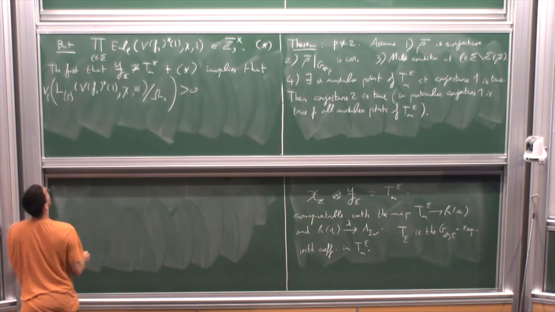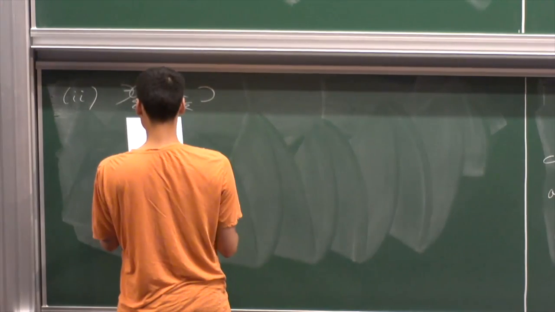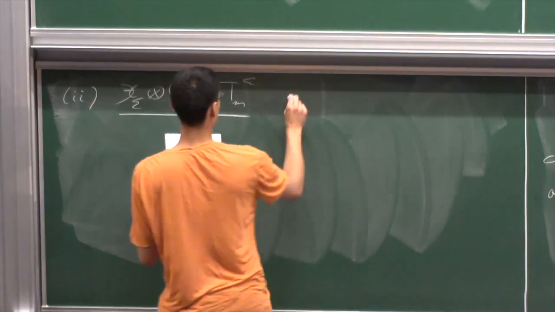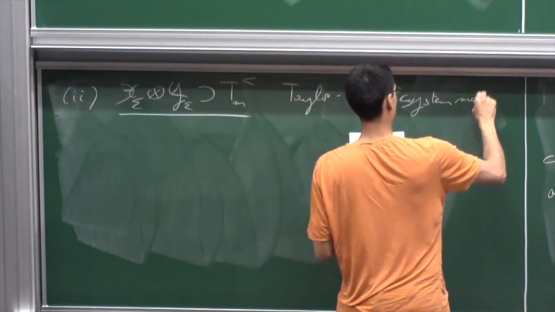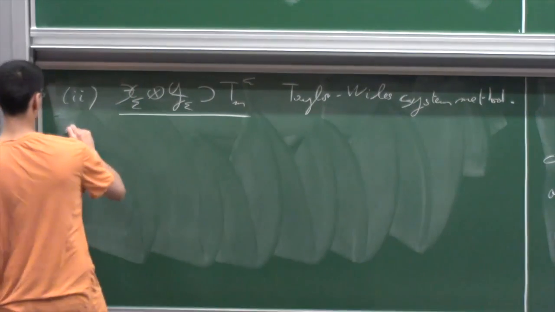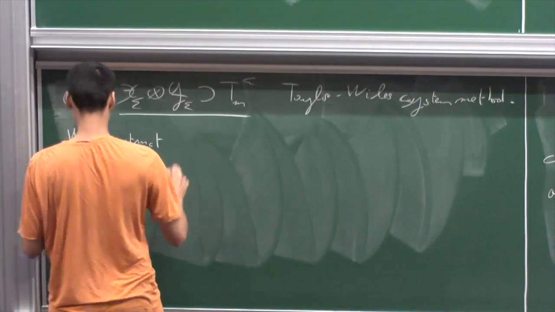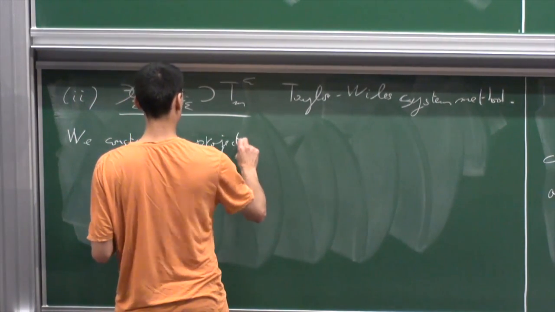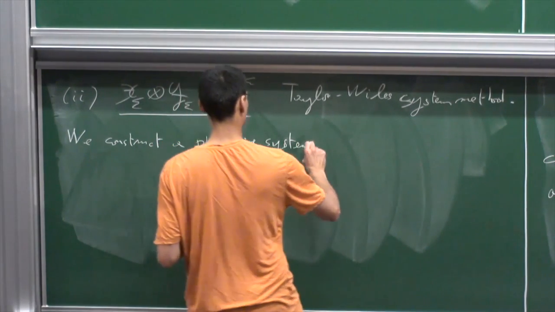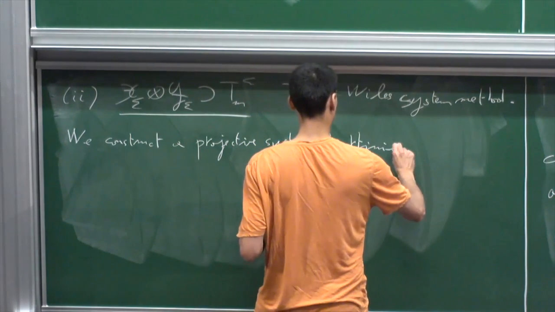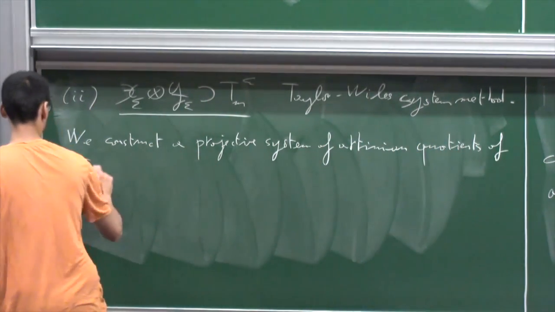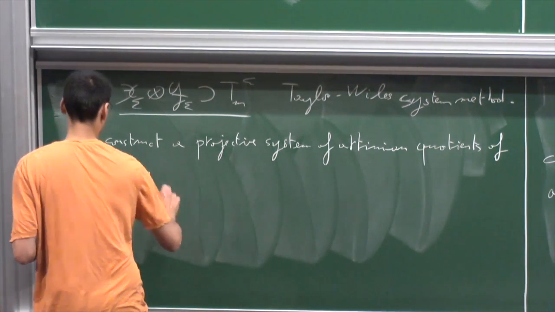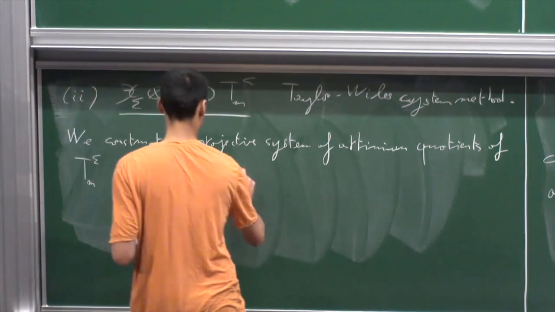The second step is the containment X sigma tensor Y sigma here contains TM sigma, and this is achieved by the Taylor-Wiles system method, meaning we construct a projective system of Artinian quotients of TM sigma, whose limit is a regular ring.